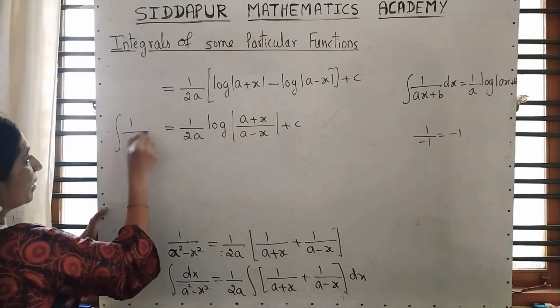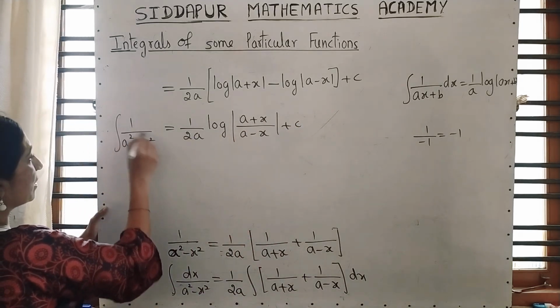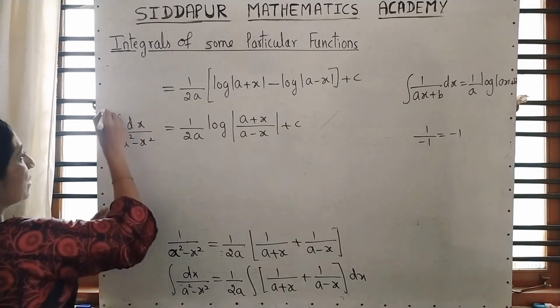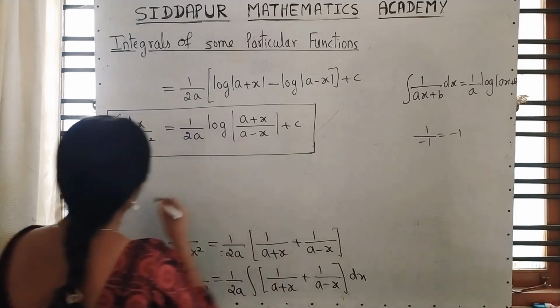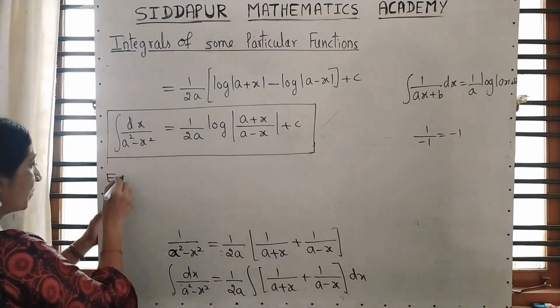It is integral of 1 upon a square minus x square dx. This is the second formula. So please add this formula in the formula list. And see the example based on this.